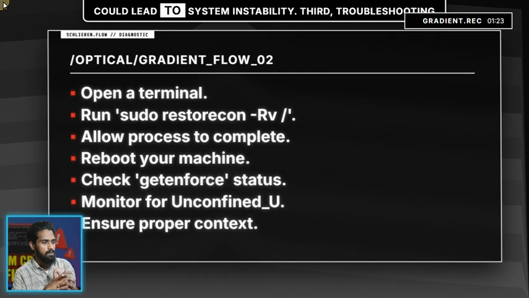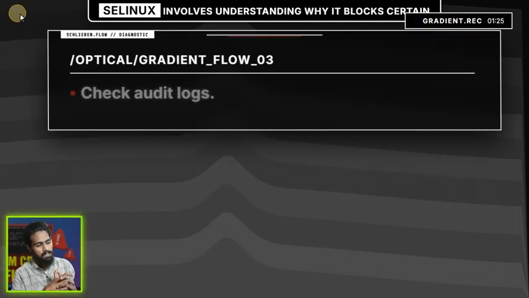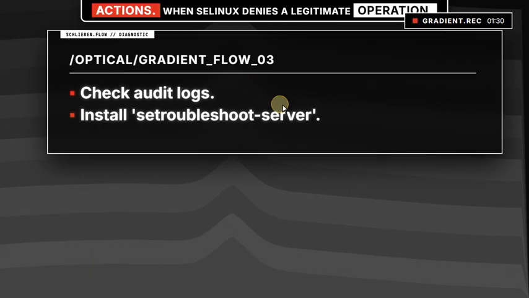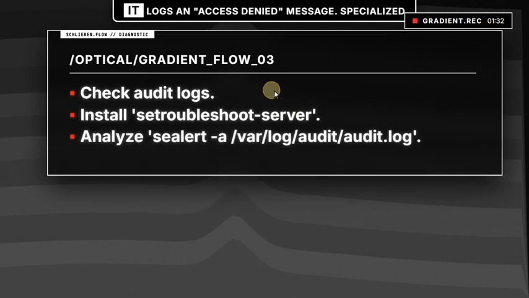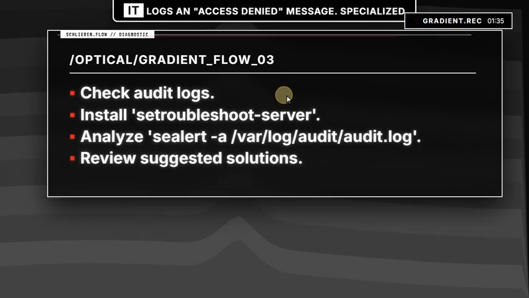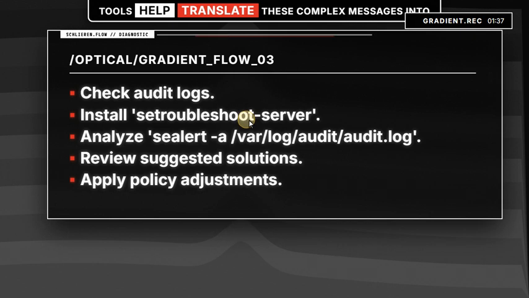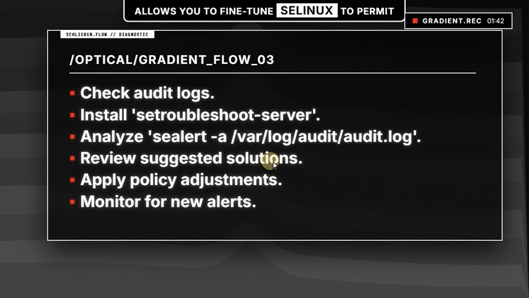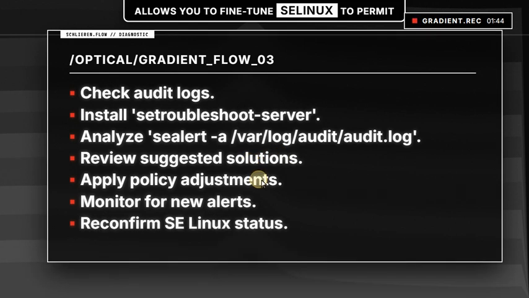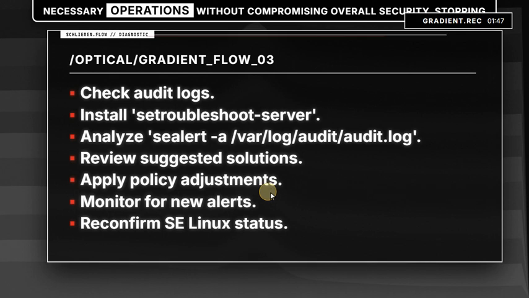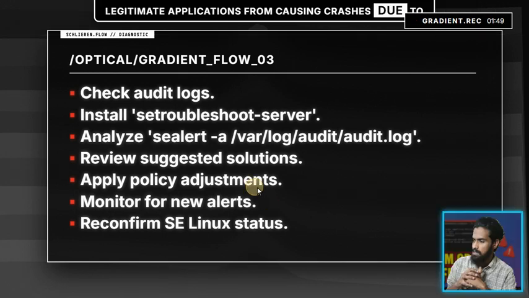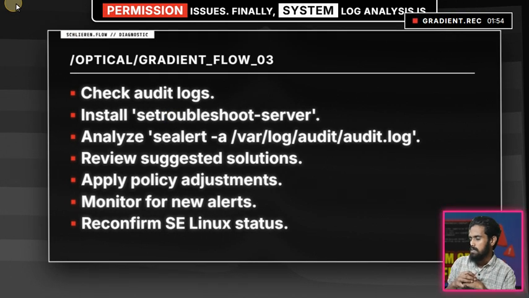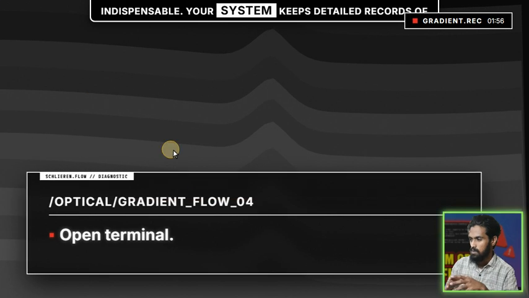Third, troubleshooting SELinux involves understanding why it blocks certain actions. When SELinux denies a legitimate operation, it logs an access denied message. Specialized tools help translate these complex messages into clear explanations, suggesting specific policy changes. This allows you to fine-tune SELinux to permit necessary operations without compromising overall security, stopping legitimate applications from causing crashes due to permission issues.